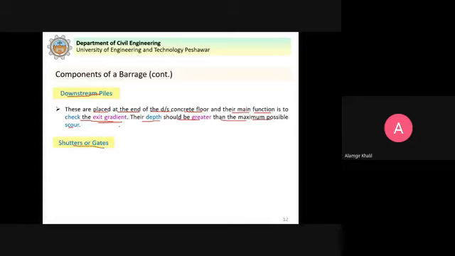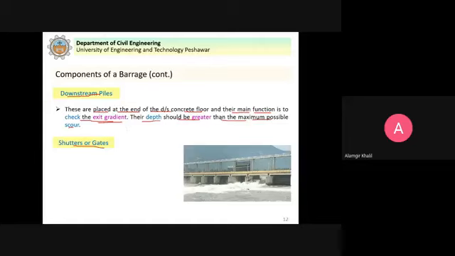Shutters or gates. You can see here that in the barrages, these gates are provided that can be used to control the flow of water, to raise the water level. The gates or shutters are made of steel plates welded on the fabricated steel framework. You can see the steel framework.